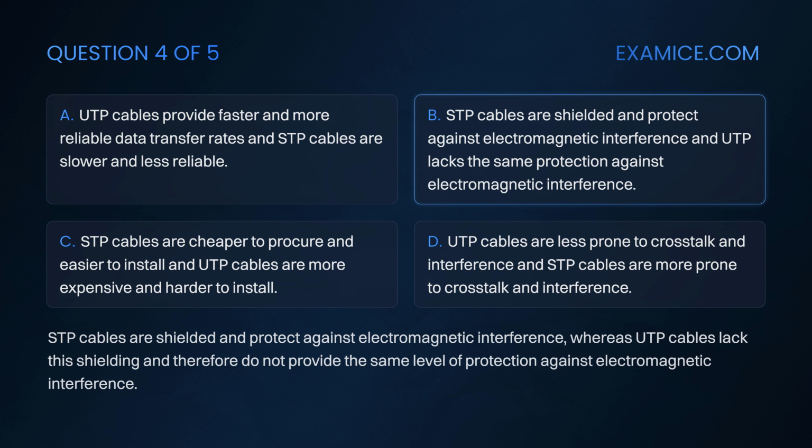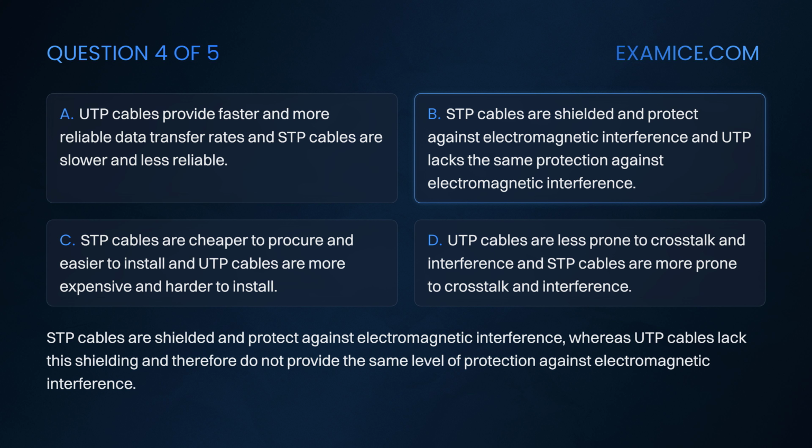STP cables are shielded and protect against electromagnetic interference, whereas UTP cables lack this shielding and therefore do not provide the same level of protection against electromagnetic interference.